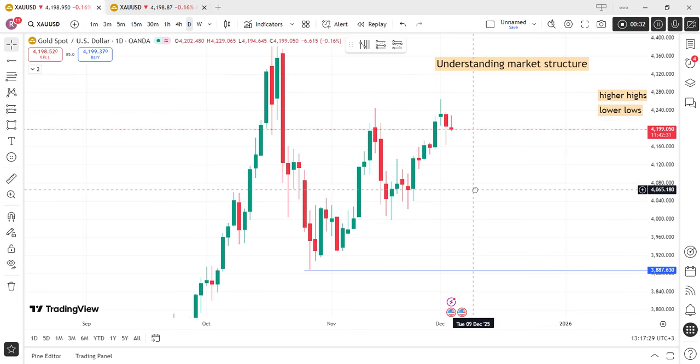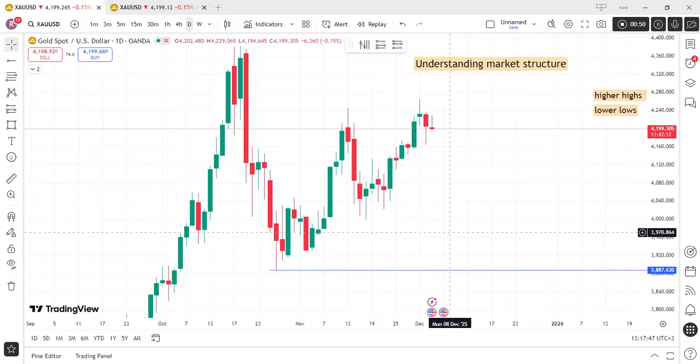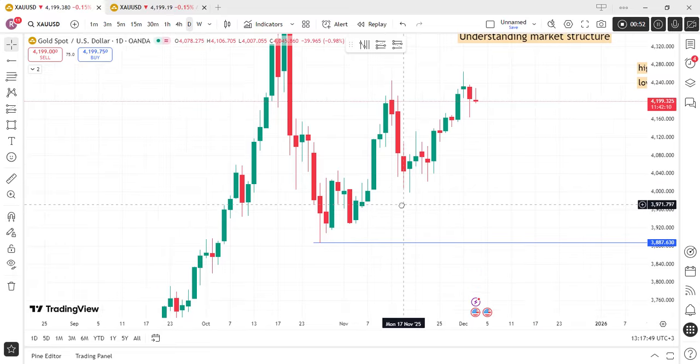Without wasting time, understanding market structure has only two meanings. We are either bullish or bearish, or in other terms, we can be undecided, a situation whereby the market is just consolidating. So I want to give you guys an example here, straight to the point.